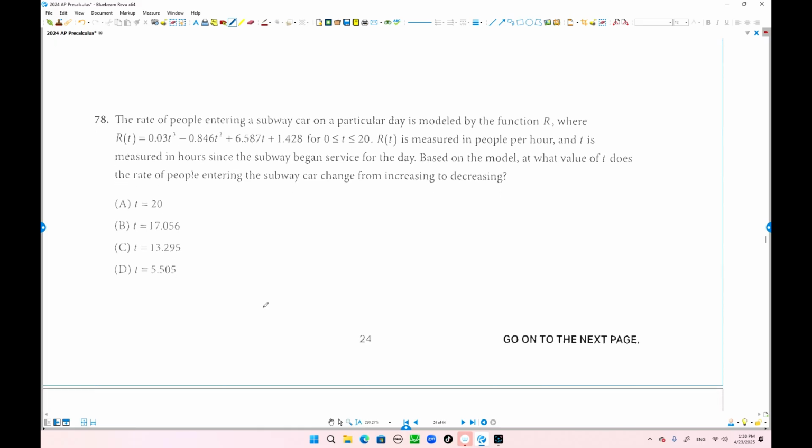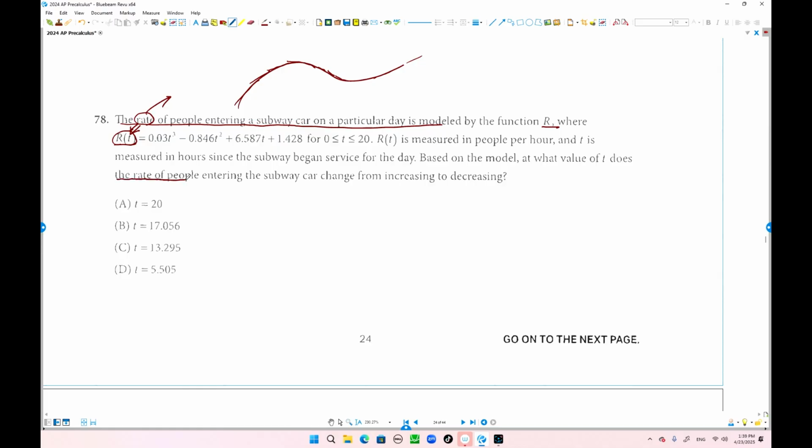Here is number 78. The rate of people entering a subway car is modeled by function R. This is the rate. Rate means what? Slope of some original function. If this one is the original function, this is the slope of it. They change, going down, minus and plus again, something like that. So this is not the original equation. This is the rate equation. Using this one, we're going to find out.